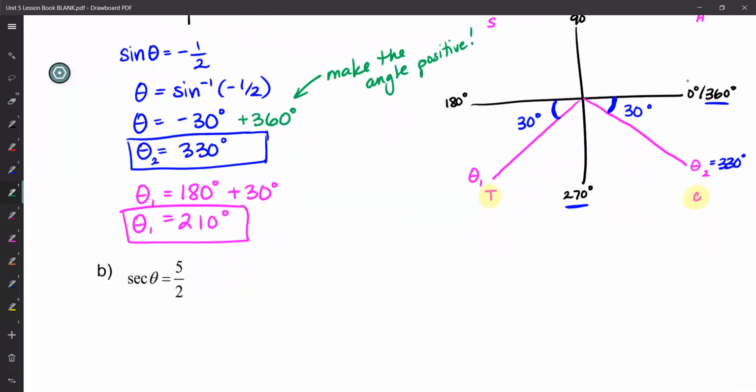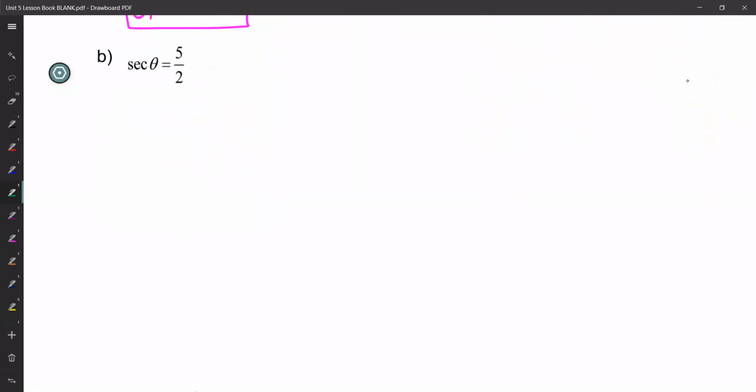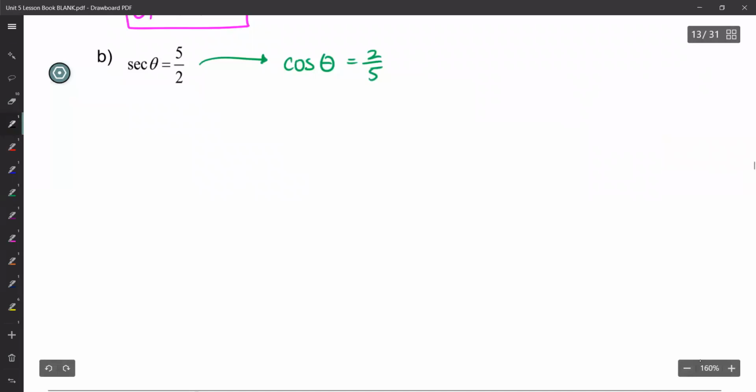Okay, let's try another one. Secant theta equals 5/2. First things first, we're going to switch this into its primary trig ratio. If secant equals 5/2, that must mean its primary ratio, which is cosine, equals 2/5. Then we're solving as usual. We did a bunch of practice with this today, so I'm going to ask you guys to try this out on your own. Can you find all possibilities for theta between 0 and 360 where cosine is equal to 2/5? Let's try that.